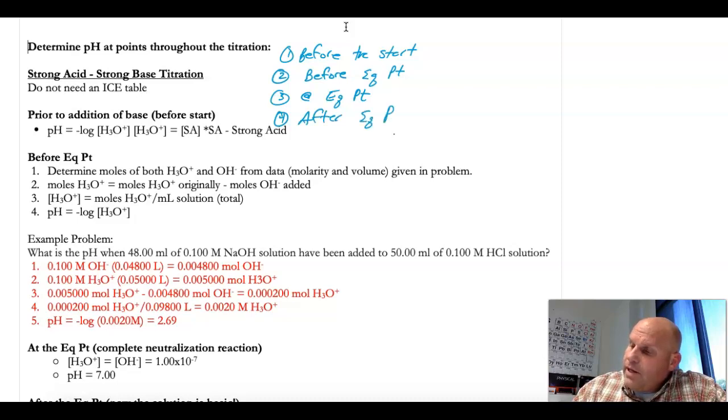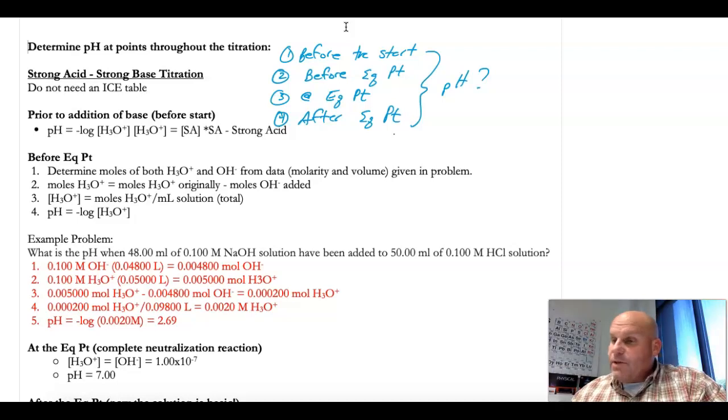So at any point along the way, it could be important for us to know and understand what the pH of our solution is in our flask. Now, each step of the way, I'm going to handle this slightly differently. Okay, the first step is pretty straightforward. Prior to the addition of any base, I have a strong acid, so the concentration of my acid equals the concentration of my H3O plus.